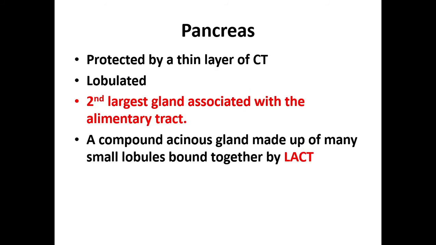The pancreas is protected by a thin layer of connective tissue. It is lobulated and described to be the second largest gland associated with the alimentary tract. So it is a compound acinar gland made up of many lobules bound together by loose areolar connective tissue.